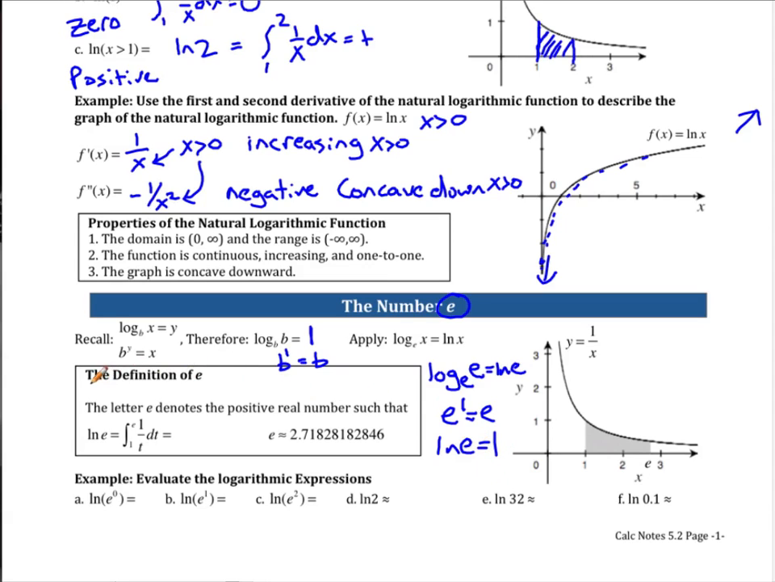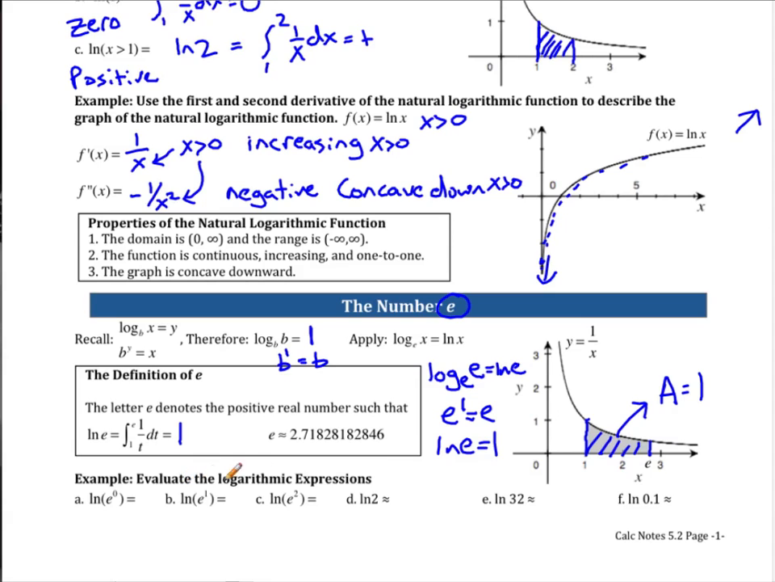So what that tells us, the definition of e, is that the letter e denotes the positive real number such that the natural log of e equals the definite integral from 1 to e of 1 over t dt, and this equals 1. So in other words, we're taking the function 1 over x, and we're finding the area under the curve from 1 to e such that this area right here equals 1. So it's kind of a backwards approach. So e is that limit of integration that gives us an area of 1 for the integral.